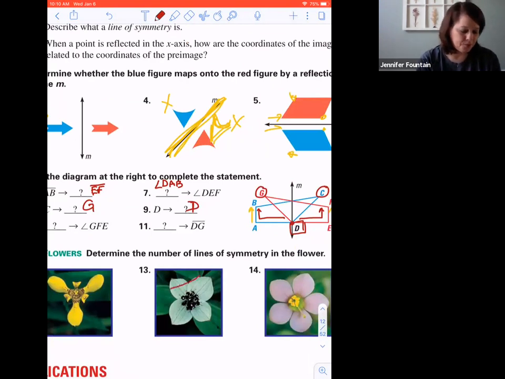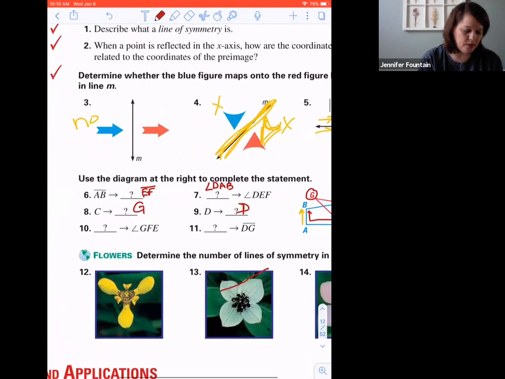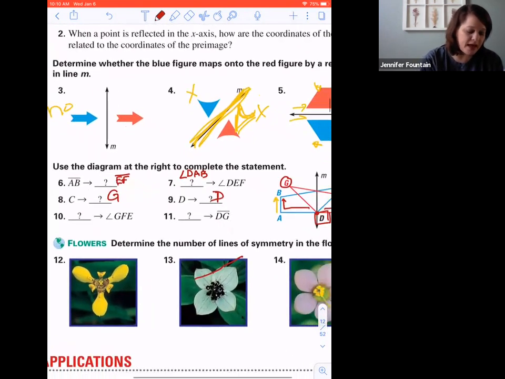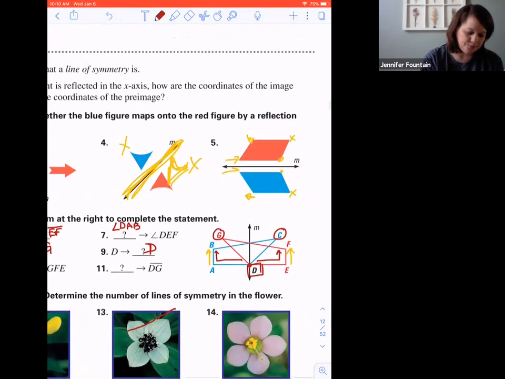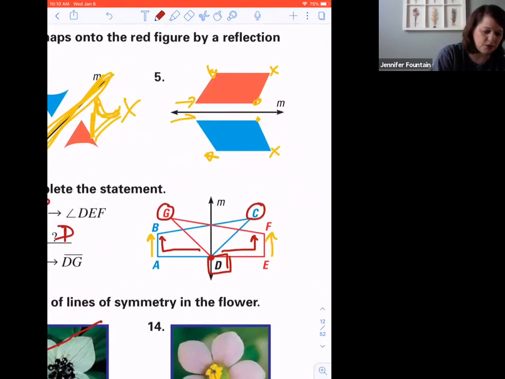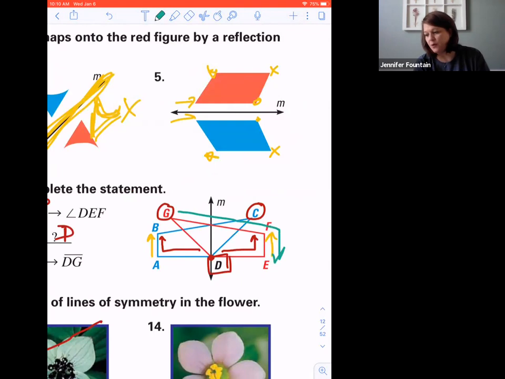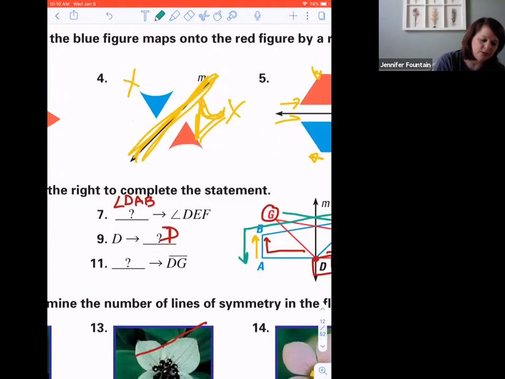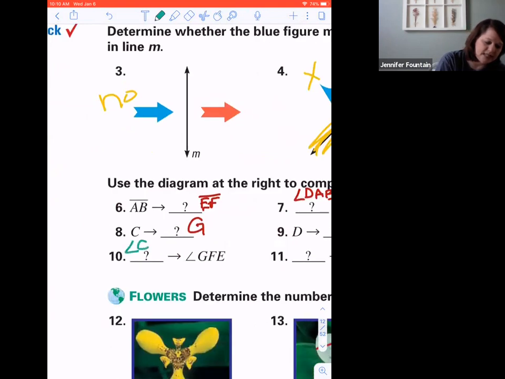Okay, now look at 10. I'm trying to see which one became angle GFE. So let me change my color real quick. I'm going from G to F to E. So if I'm going from G to F to E, I'm looking at where I would have started on the other one, and that would be from C to B to A. So that would be angle CBA.